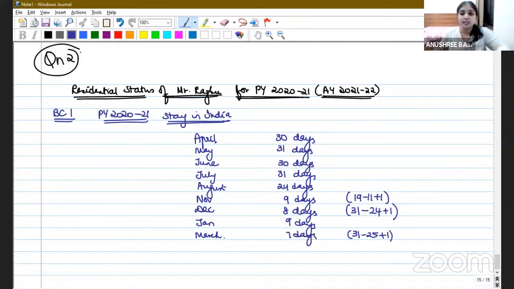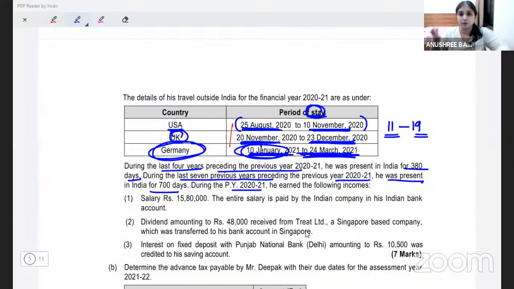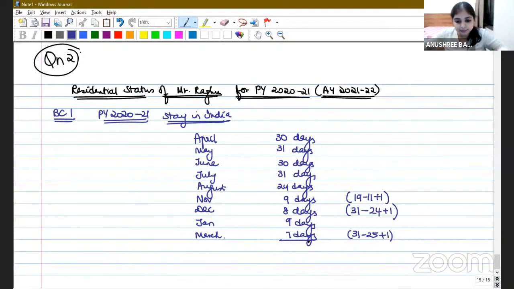Basically, I will start counting from 25 onwards. 25, 26, 27, 28, 29, 30, 31. 7 days. Now add up. Totally, how many days has he stayed in India? Totally 179 days only he has stayed in India. This is the trickiest calculation, the trickiest part of this question.